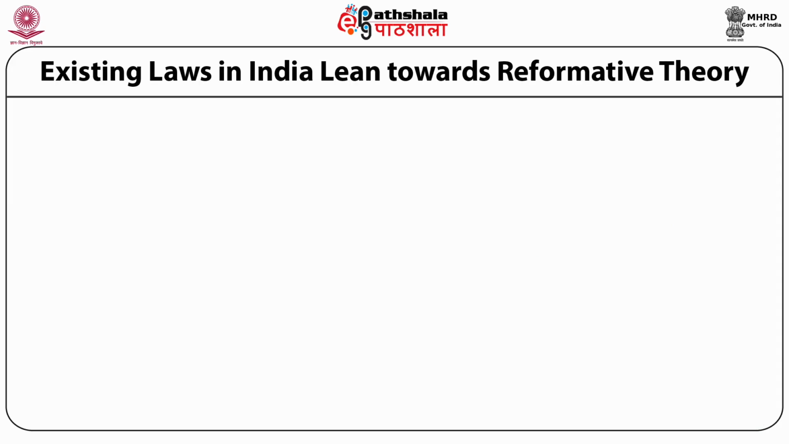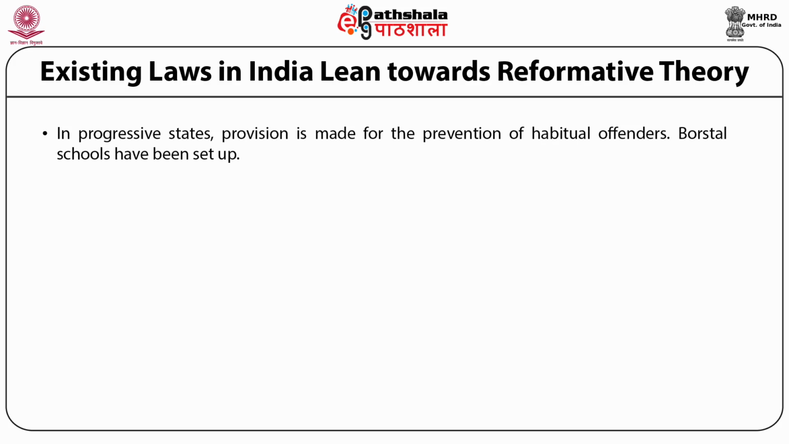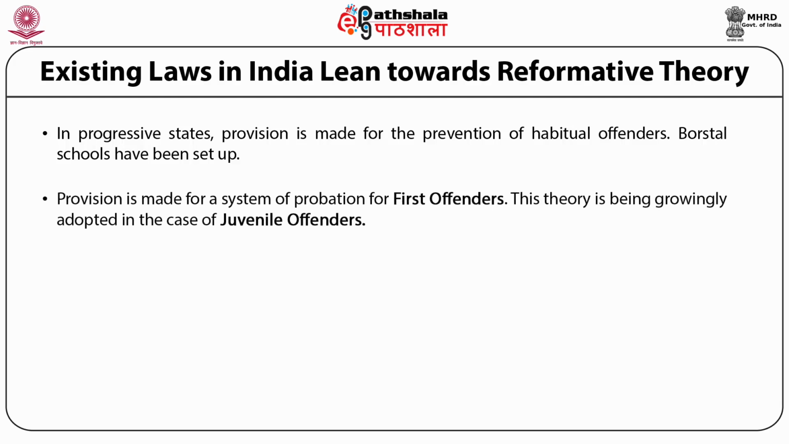The reformative theory essentially means that the purpose of the prison system should be to reform the offender, to rehabilitate, reform the offender and the prisoner. In progressive states, provision is made for the prevention of habitual offenders. Borstal schools have been set up. A provision is made for a system of probation for first offenders. This theory is once again adopted in the case of juvenile offenders, and India is no different.